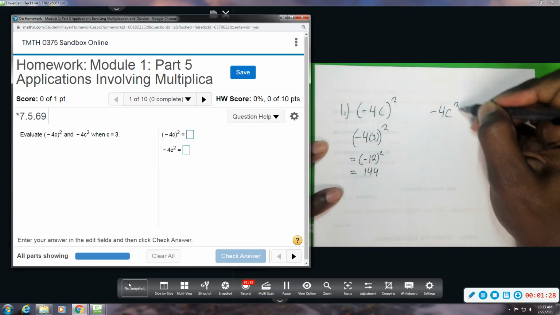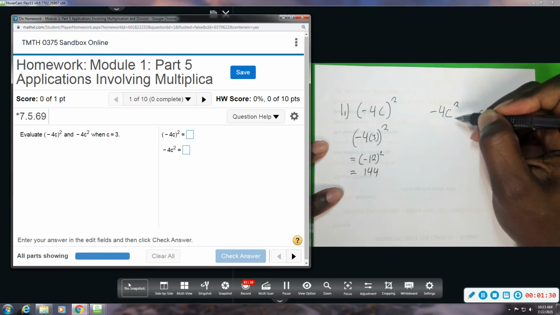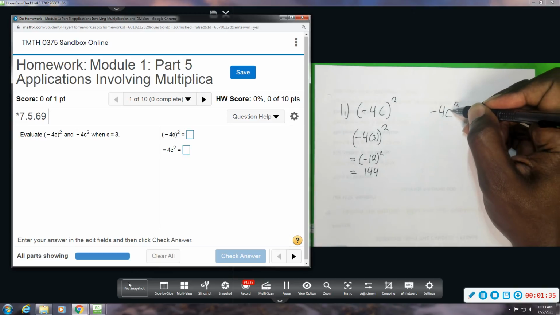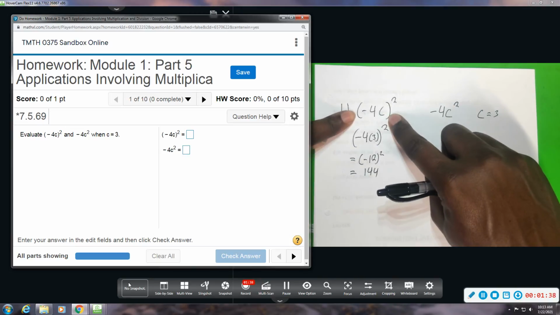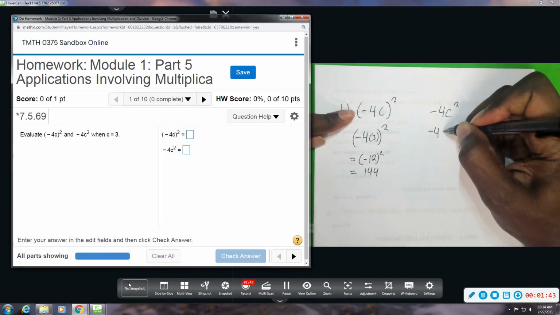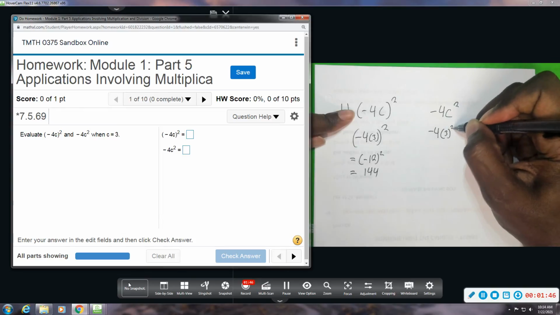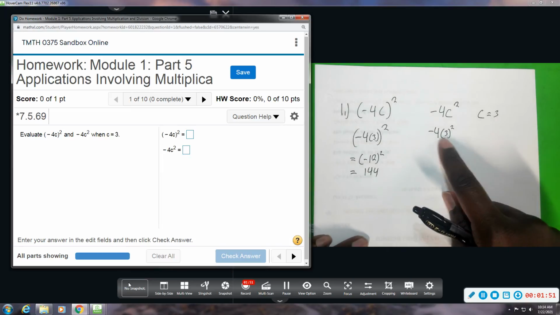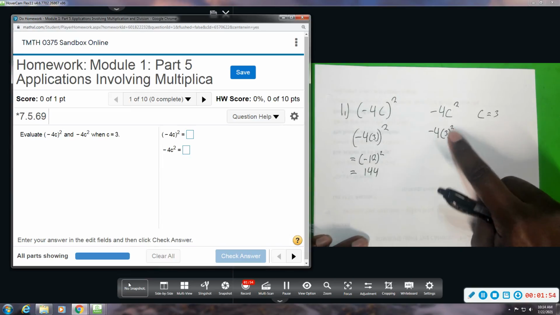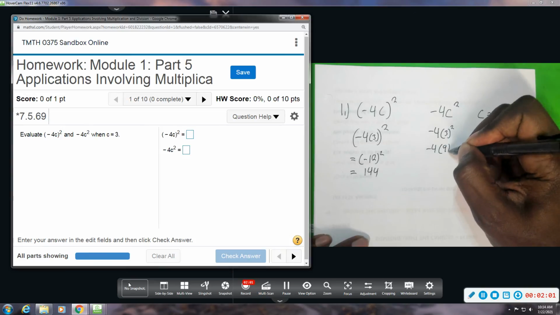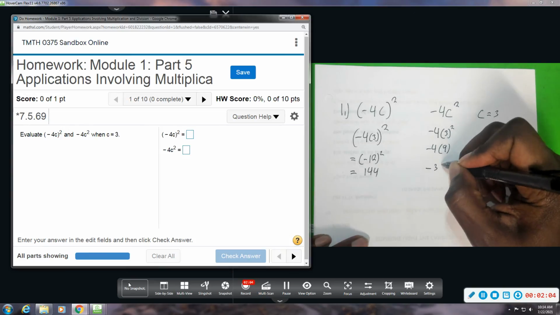And then on this side, we'll do the same thing, replace c with 3, but notice the squared is only on the c, it's not on the whole expression like it was in the first part. So this will be handled a little differently. We have negative 4, replace c with 3, put the square. Order of operations says parentheses or grouping symbols, then exponents. So I have to do this first. I have to do 3 squared, which gives me 9. So I have negative 4 times 9 now, and that will give me negative 36.